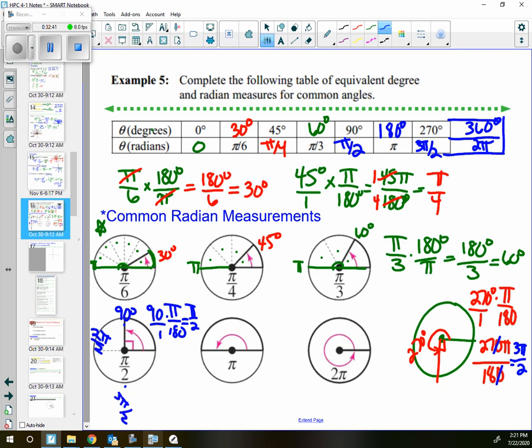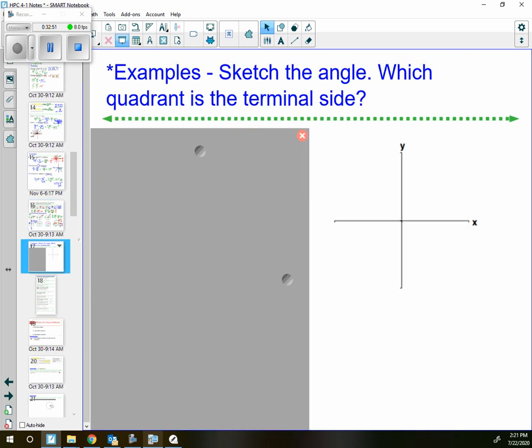So when we think about these, what we call special values, we're going to be using these a lot. These are special angle measurements that we're going to be using throughout all of trigonometry. Okay, just make sure we know how to do a quick sketch then and where your angle is going to end up so you have some sort of a reasonableness for when you draw your pictures in degrees.